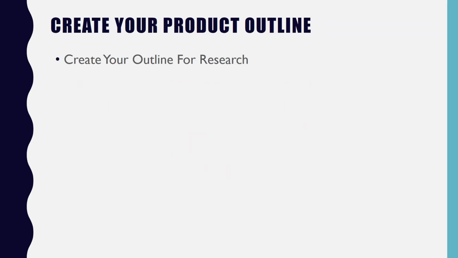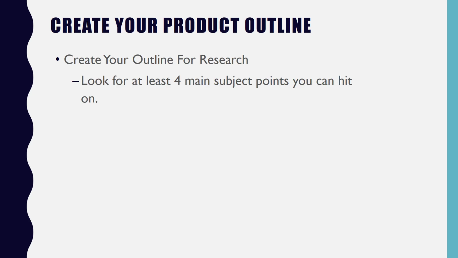Create your outline for research. So you're going to look at 4 main subject points that you can hit on for your market. That's what I start with all the time. So for example, if we are in the fitness space and we are going over how to lose weight by exercising in your home office, the 4 main subject points might be body weight exercises, it might be diet, it might be mindset, and it might be energy levels or additional tips and strategies for you to do. So those types of things would become your 4 main points.